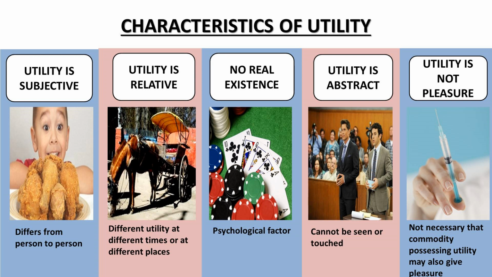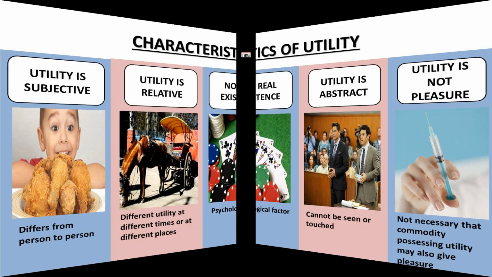The last characteristic of utility is not pleasure. It is not necessary that a commodity possessing utility also gives pleasure when we consume it. Utility is free from pain or pleasure. An injection possesses utility for a patient because it can relieve him from the illness. But injection does not give him pleasure. Instead, it gives him some more pain.